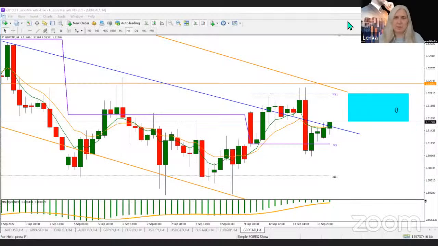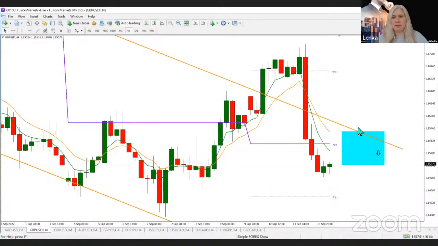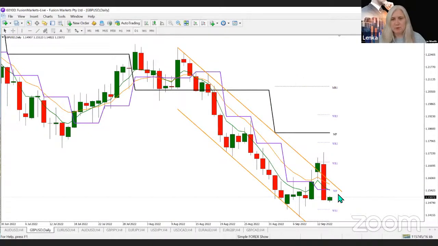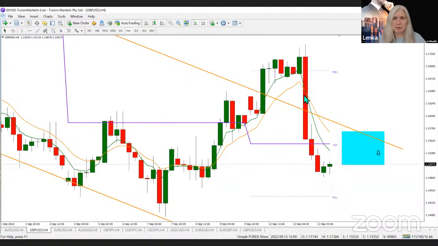Let's start here. GBPUSD, first currency pair that I'll be looking at. On the daily, we have that little channel running down. We did have a break and retest. What looks like the break of that trend line, and now we are looking for a retest.